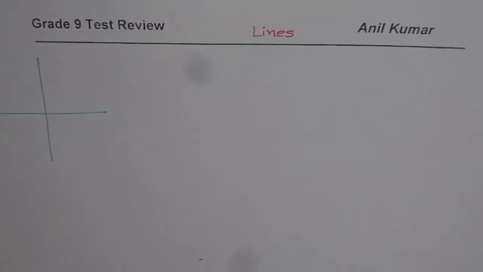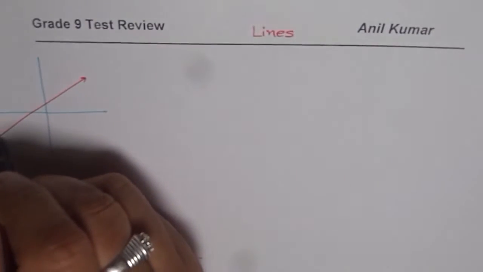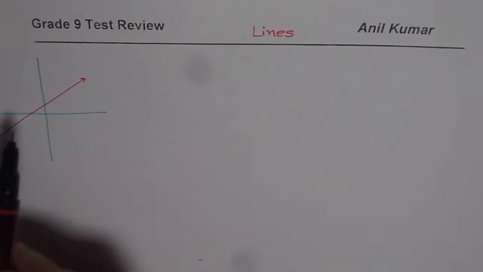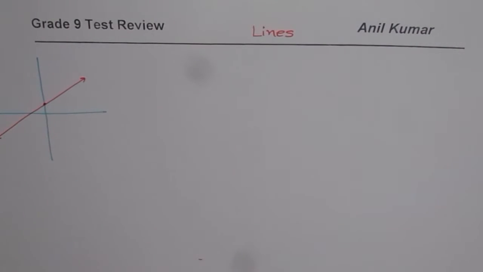Whenever I say lines, we'll mean straight lines. So it could be a line like this. This line is always increasing, correct? It has positive slope. It has a y-intercept, which is right there. This point where the line cuts through the y-axis is the y-intercept, right?